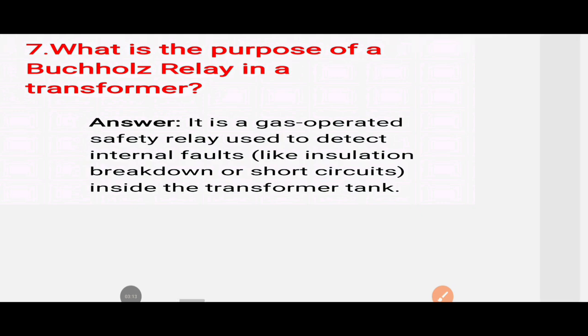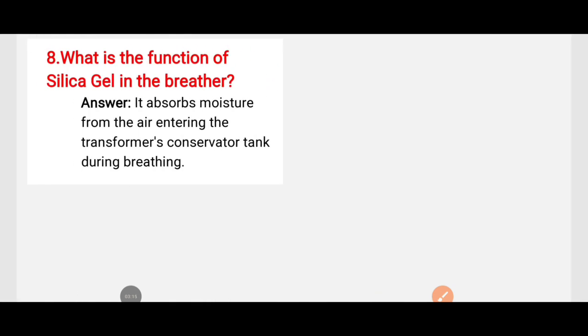Next, what is the function of silica gel in breather? It absorbs moisture from the air entering the transformer's conservator tank during breathing. So, silica gel absorbs moisture.